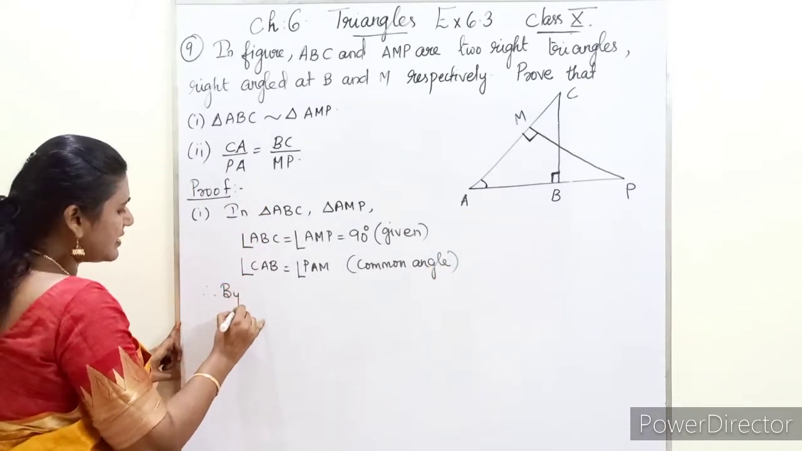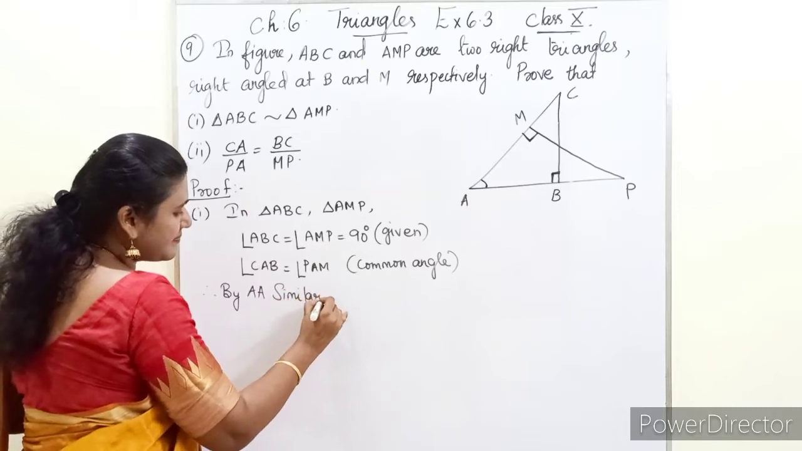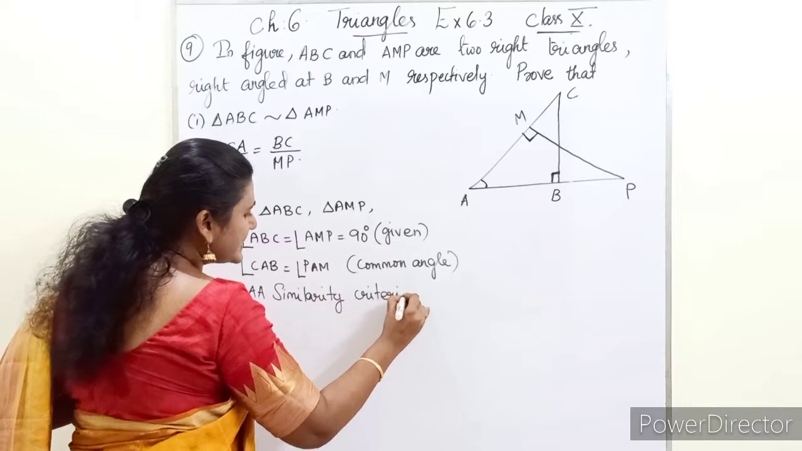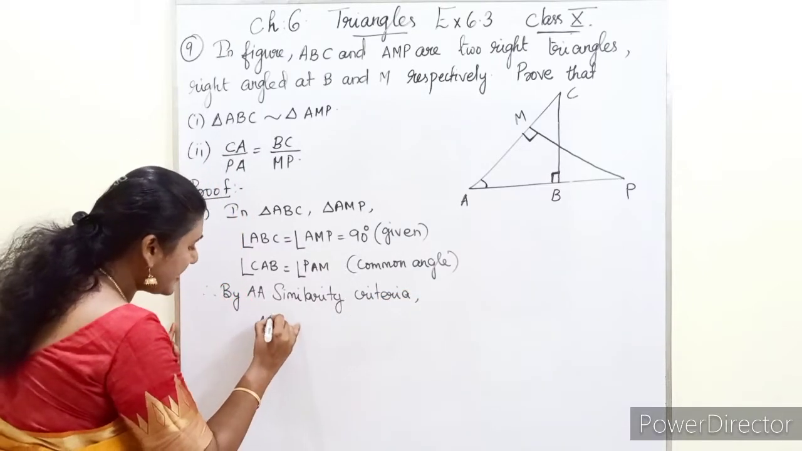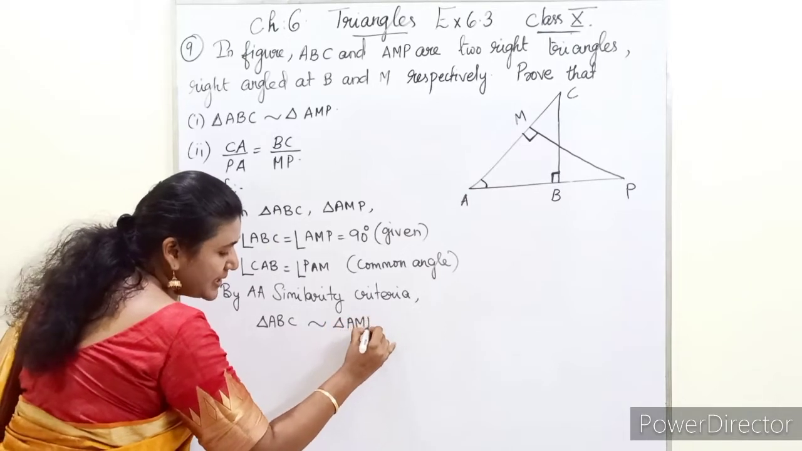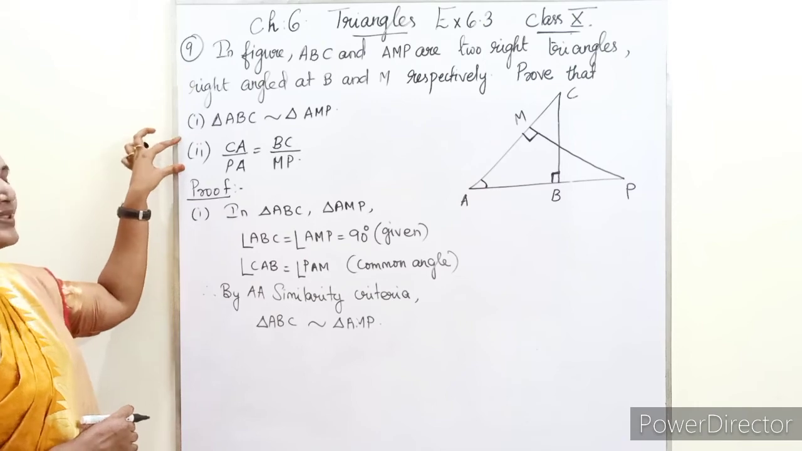Therefore, by AA similarity criteria, we can say the two triangles are triangle ABC is similar to triangle AMP. So we got these two triangles similar. Now we have to prove the second part.